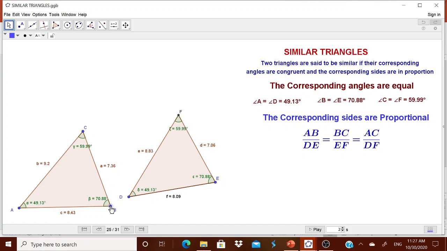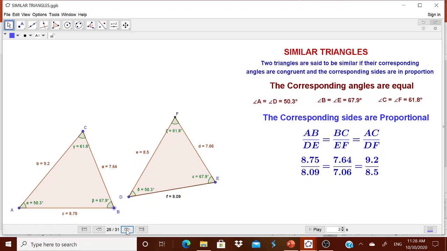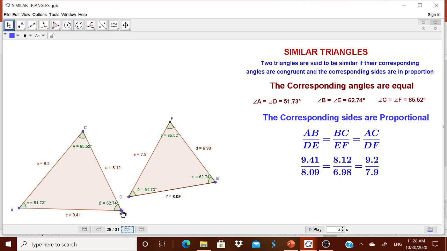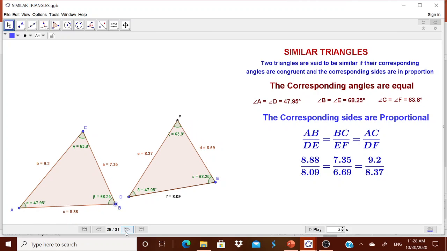They are AB by DE, BC by EF, and AC by DF. For that, we are having the length. Remember, the length is not equal. It varies from the first triangle to the second triangle. In the first triangle, it is 8.43, it is 8.09, like that. Now, we will tell them that AB by DE, the number which you are getting, is same as BC by EF, is same as AC by DF. At any place when they are moving it, it will be the same number.